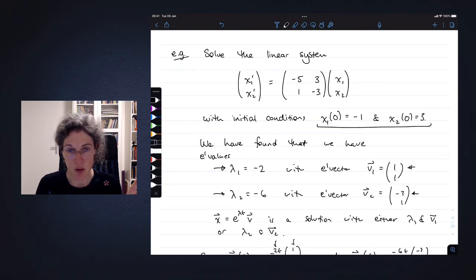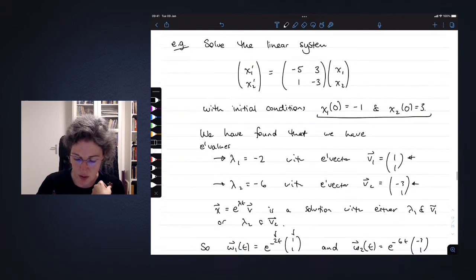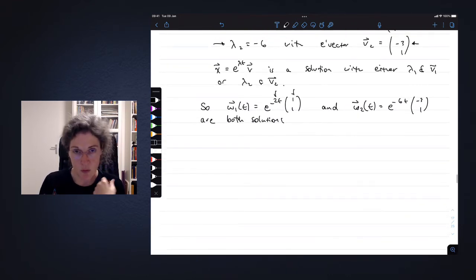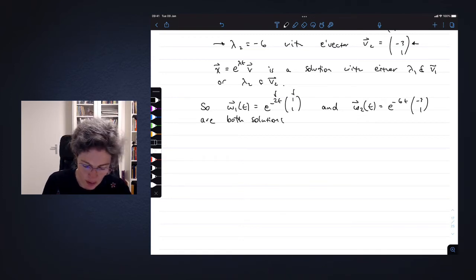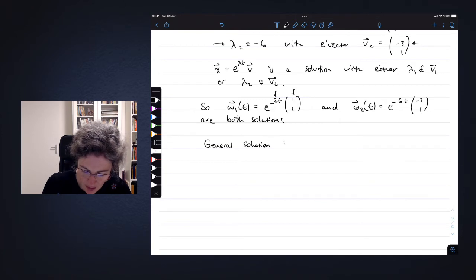We have two initial conditions, one for x1 and one for x2. So we would like to have a situation where we have some constants that we can play around with in order to find our solution for those initial conditions. So what we're going to do, which we've done plenty of times before, is combine these two specific solutions to form a general solution. So we get a general solution, which is going to be our x of t.